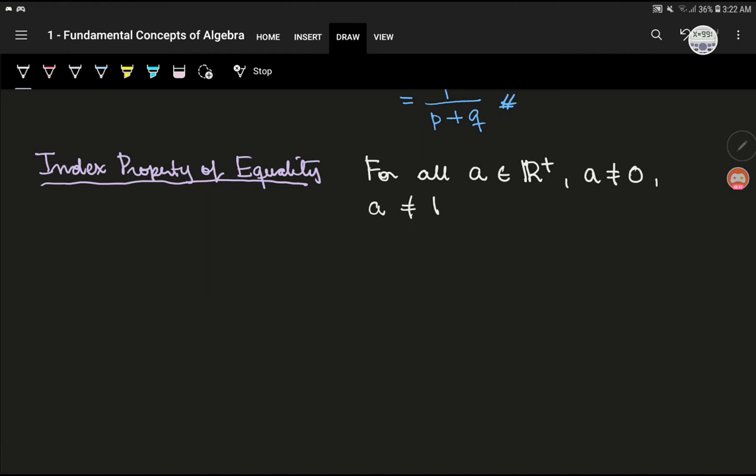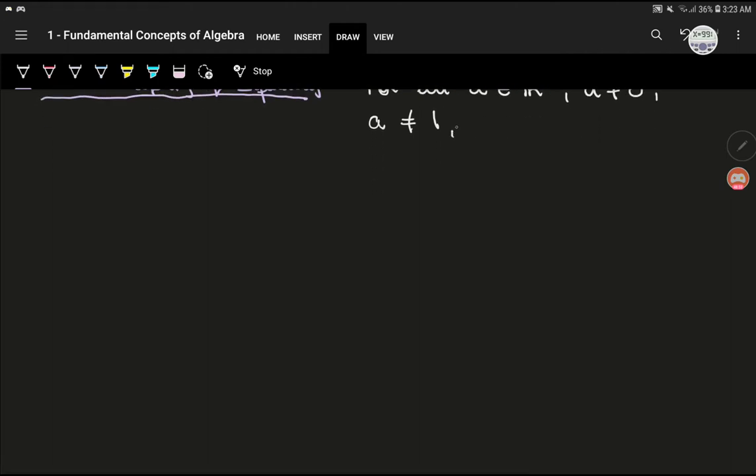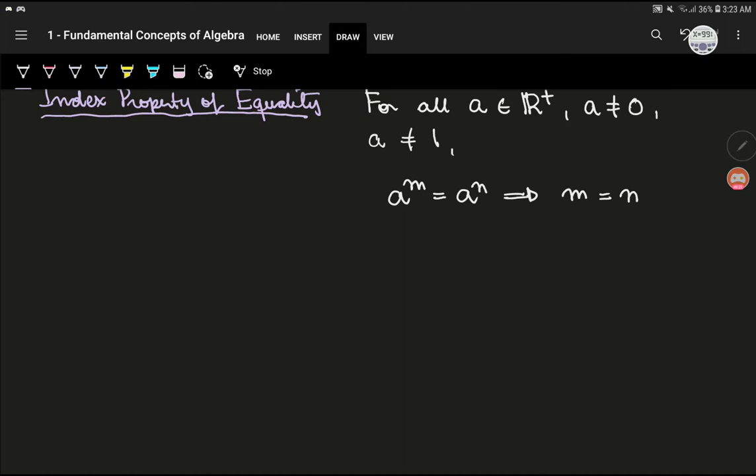So for all positive real numbers A, with the conditions A not equal to 0 and A not equal to 1, we have the following law. If A to the power of M equals A to the power of N, then it implies that M equals N. If we have different powers with the same base, and the two are equal, we can conclude that M is equal to N. That's what this statement implies.